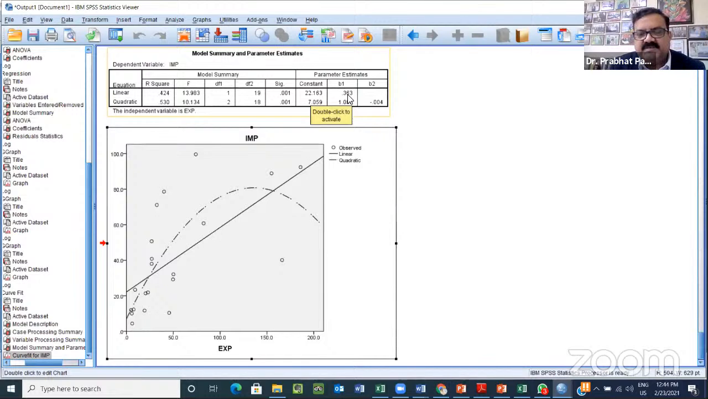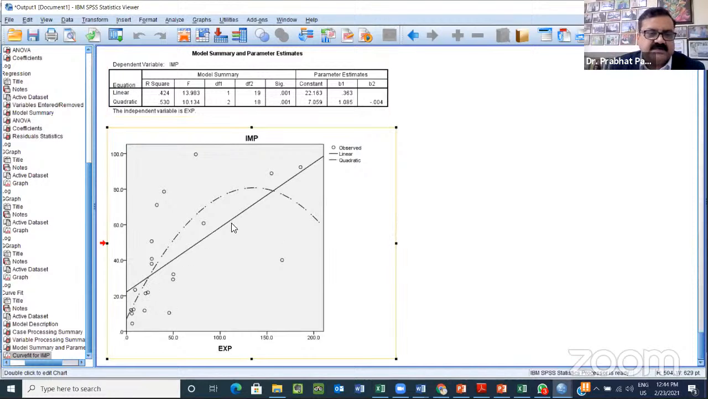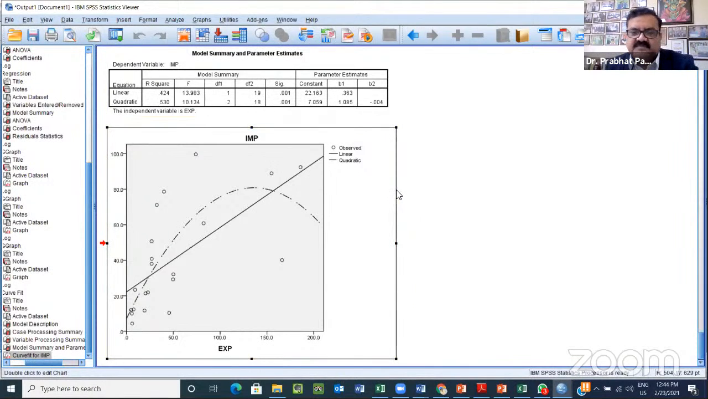So my linear equation is y is equal to 22.163 plus 0.630x. The beta 1 value sign is positive. This means it's going to give me an upward linear curve. So this solves my first problem. Does it make sense to spend money on advertisement? The answer is yes, because the beta coefficient is positive and your impression is likely to increase if you spend more. That's one problem solved.